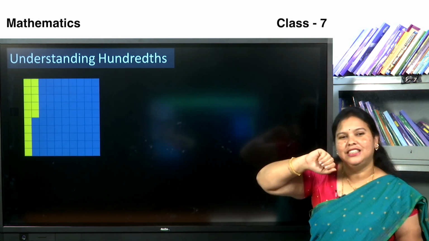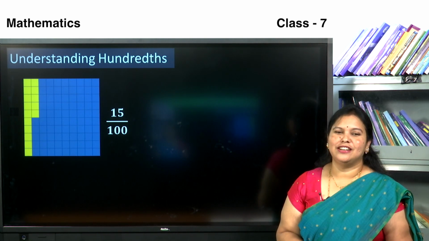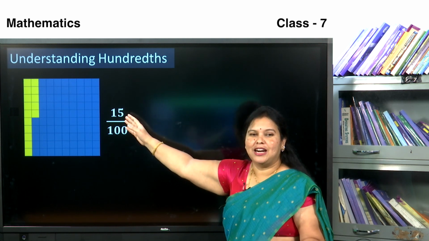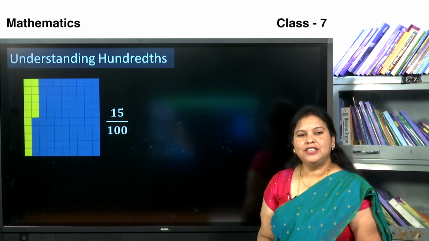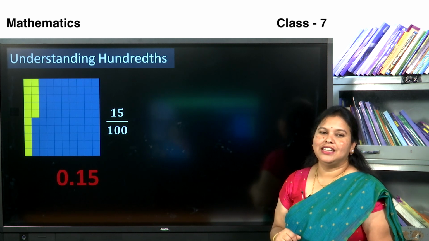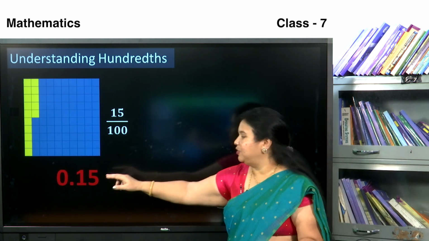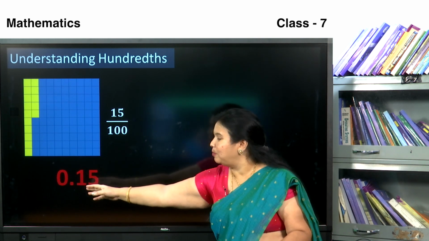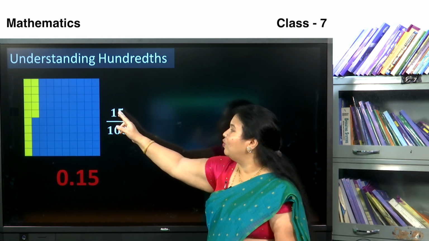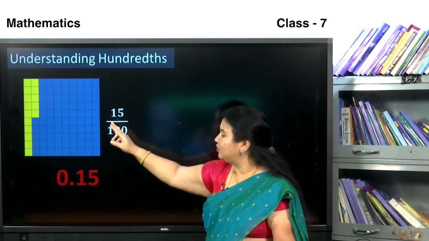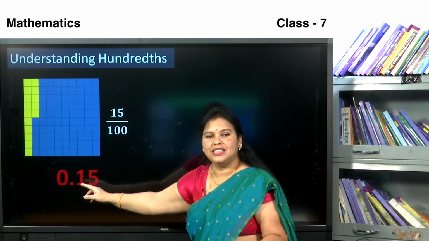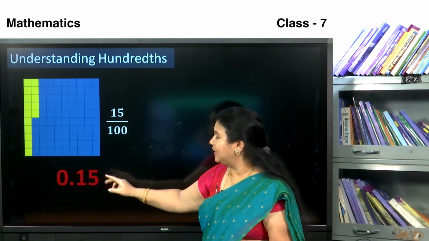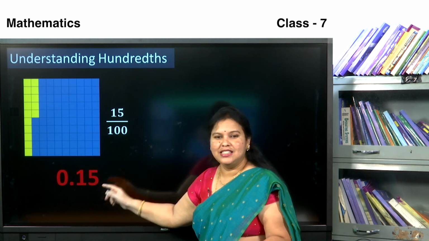So, how to write it in fraction? Yes, we can write it as 15 by 100 because we have shaded 15 parts out of 100 parts. If it is further simplified, we get this decimal number, that is 0.15. So, 15 by 100 can also be written as 0.15. Here we have 1 in the tens place. So, we have to write it in the tenth place after the decimal point. We have 5 in the unit place. So, we have to write it in the 100th place after the decimal point.